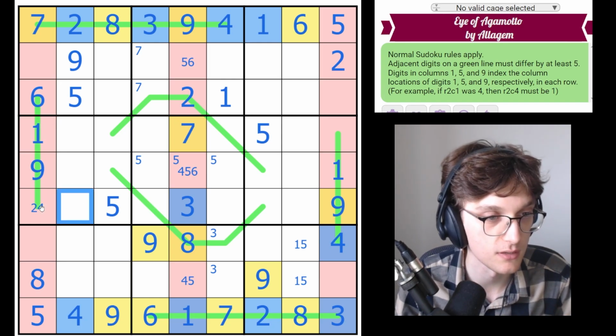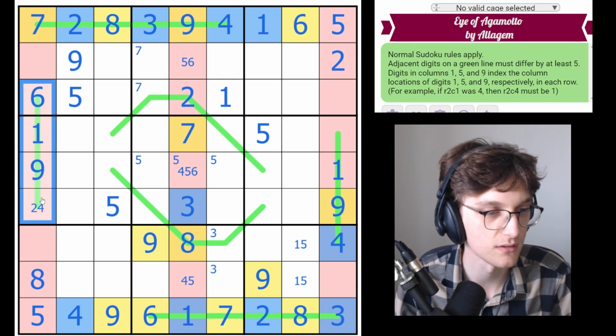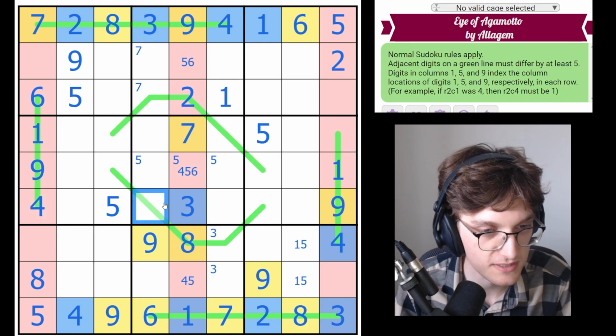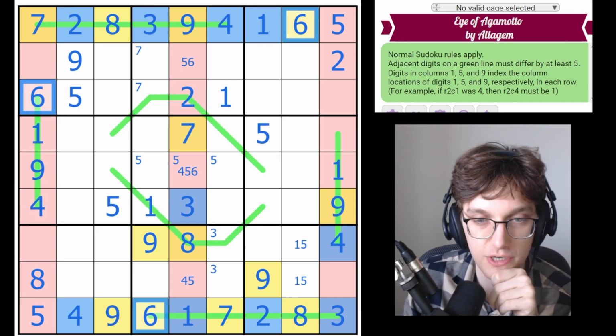Oh, this can't be 1. So this has to be 4. Oh, and we know that... no, we didn't know anything, actually. This is 4 and 1. Okay, let me just get my coloring all correct here.